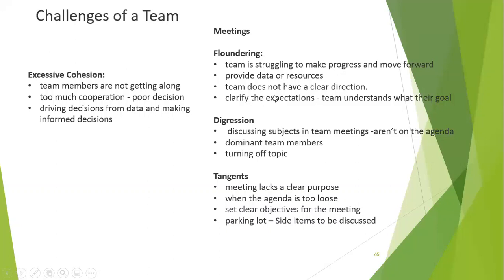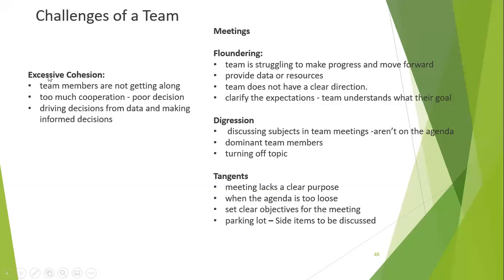In that scenario, the team will not have a clear-cut direction on where they need to go. So as a lead or as a manager, we have to give a clear direction so that the team will move towards that particular direction. Every team will have the same problem. Sometimes they get stuck and don't know what they are doing. Clarify the expectation, then the team understands their goal, and they will move ahead.